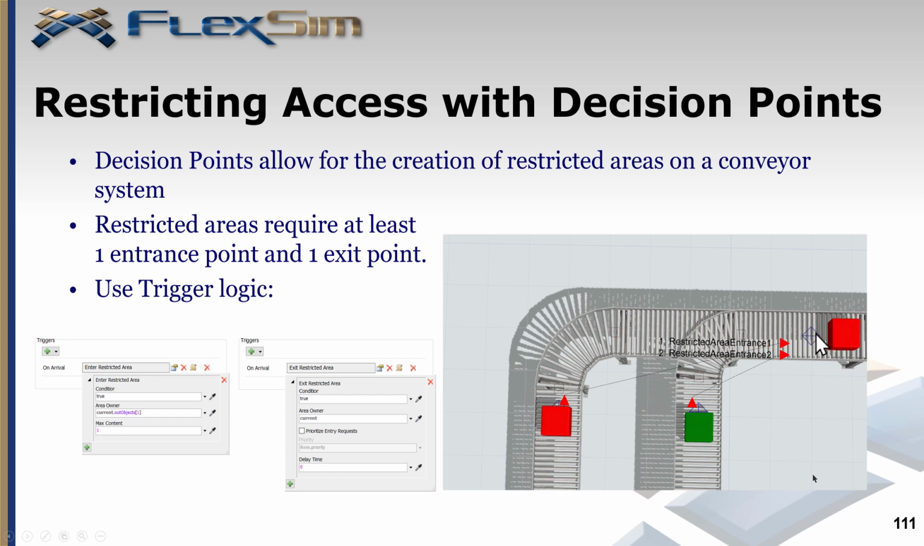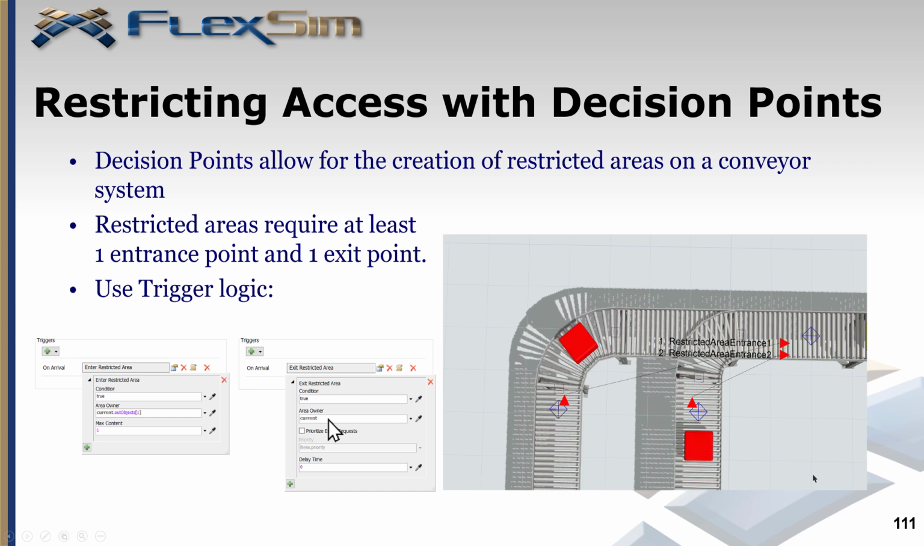On this final decision point, we'll use the pick list option called Release Restricted Area on its on-arrival trigger. So that's what this screenshot is showing. The on-arrival trigger of the decision point that is at the end of the restricted area, and we chose the option Exit Restricted Area. The area owner is this object itself, the current decision point.